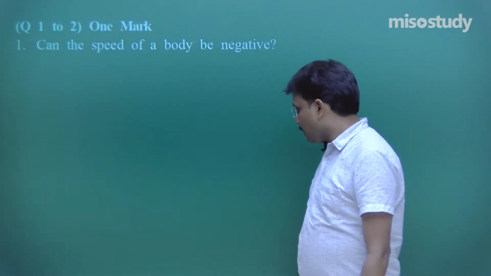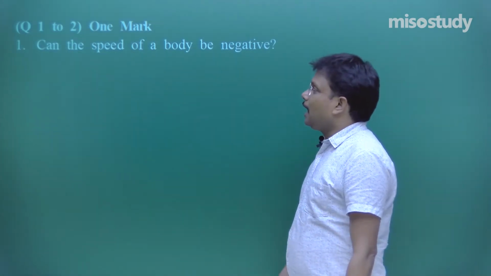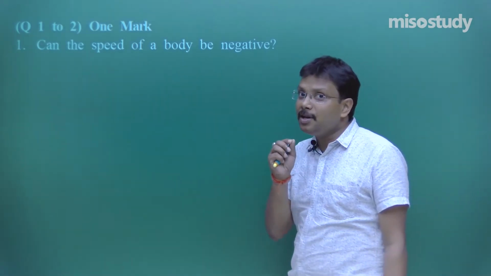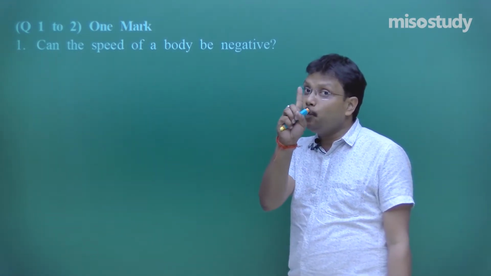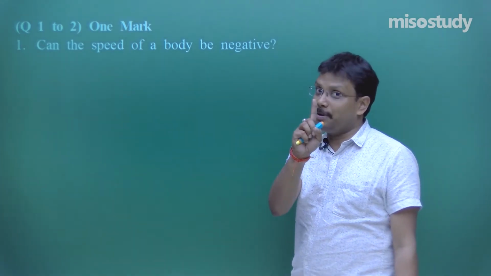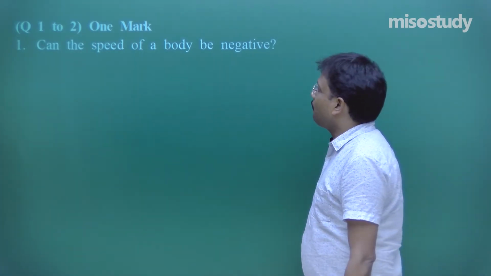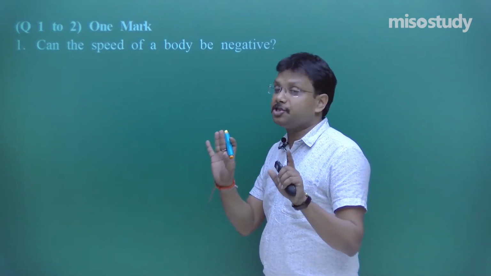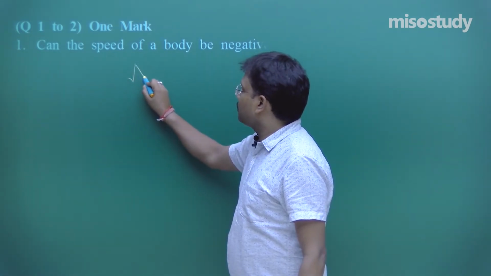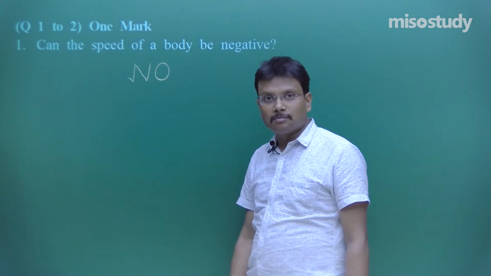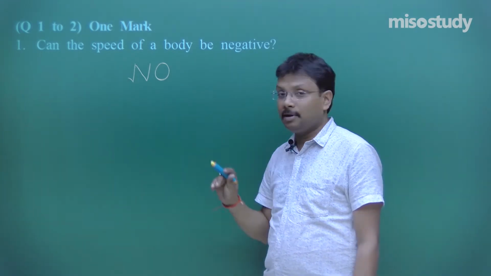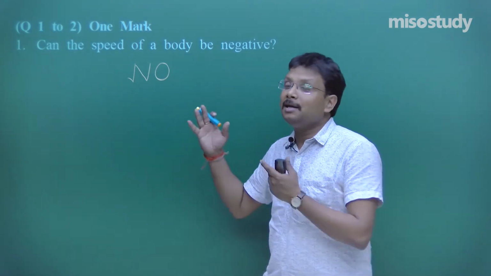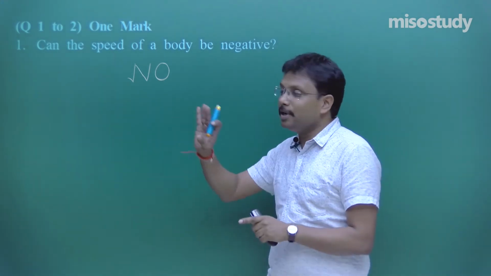So here comes your first question, and as you know the topic is straight line motion. It is a very simple fundamental question, where only one word has to be mentioned. Can the speed of a body be negative? The answer you should write in your answer sheet is: no. Simple, no, nothing else, nothing more. Now I will explain why it cannot be, but in the examination hall you need not.